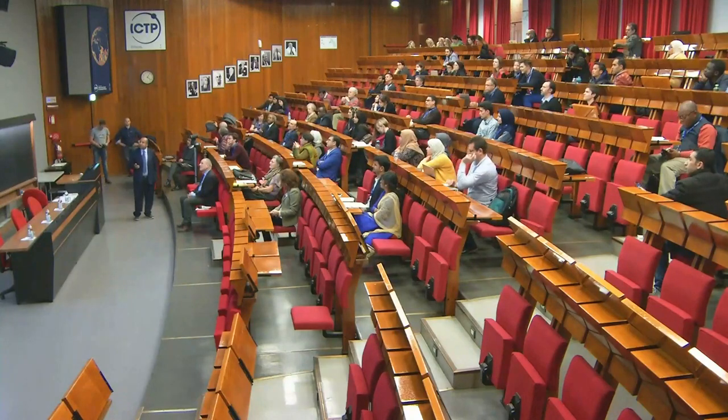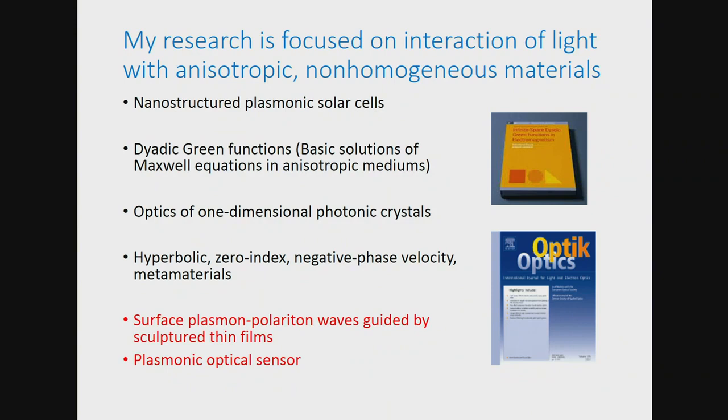Before I begin with my talk, let me just give a little introduction of my research work. I have been working on solar cells, plasmonic solar cells, which are nanostructured solar cells. And also I have worked on the solutions of Maxwell equations for anisotropic mediums like uniaxial, biaxial, and gyrotropic and other mediums. And recently we have authored a book on dyadic Green functions in modern metamaterials, which are anisotropic in nature. I have also been recently working on photonic crystals, especially one-dimensional photonic crystals, which can also be anisotropic, and some work on hyperbolic, zero-index, negative phase velocity metamaterials is also being done in our group.